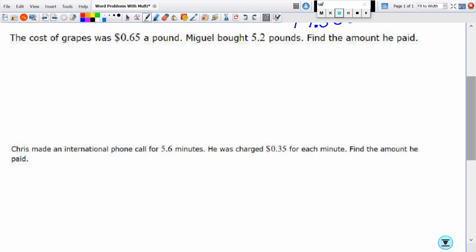Okay, the cost of grapes was 65 cents a pound. Miguel bought 5.2 pounds. Find the amount he paid. So I've got 65 cents times 5.2. These are larger than one digit numbers, both of them. Whenever they're both larger than one digit, that's when I use the lattice multiplication. On the first number, I take the decimal out, and that is 65. And the second number is 52. I'm going to write that on the side, 52 without the decimal.